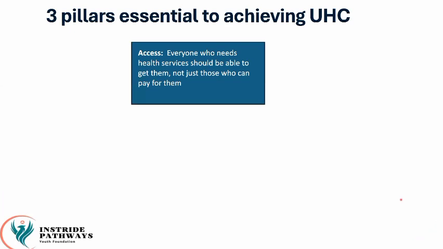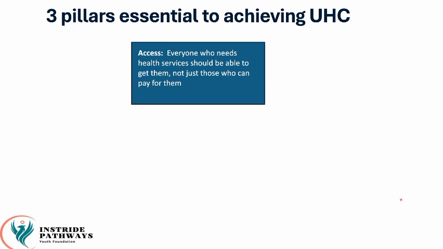Okay, so what are the 3 pillars to achieving universal health coverage? To me, one of the important pillars, or the most important pillar, is access. If someone is in Lagos and another person is in the most rural part of Nigeria, let's say in Maiduguri, that person should be able to have access to the same health care that the other people in Lagos are having access to. And so access means that everyone who needs health services should be able to get them, not just those who can pay for them, right?